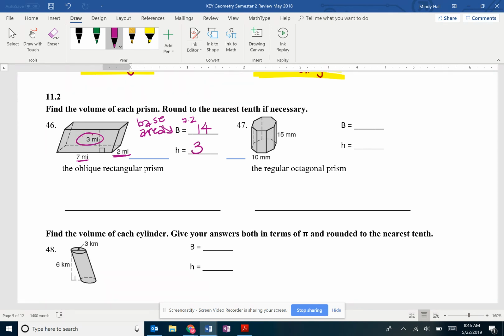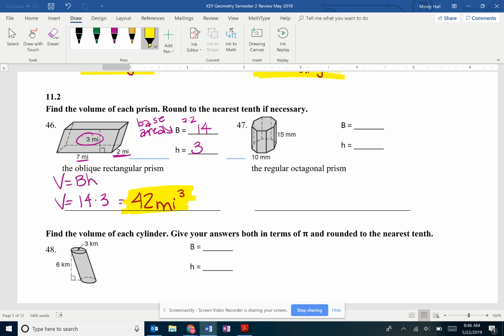So then when we find volume, volume is base area times height. So that would be 14 times 3. And 14 times 3 is 42. And even though this is a slanted prism, it does not matter because oblique prisms are going to have the same volume as a regular prism as well. And something to note with this is that your units are cubed. That is going to matter on the final.